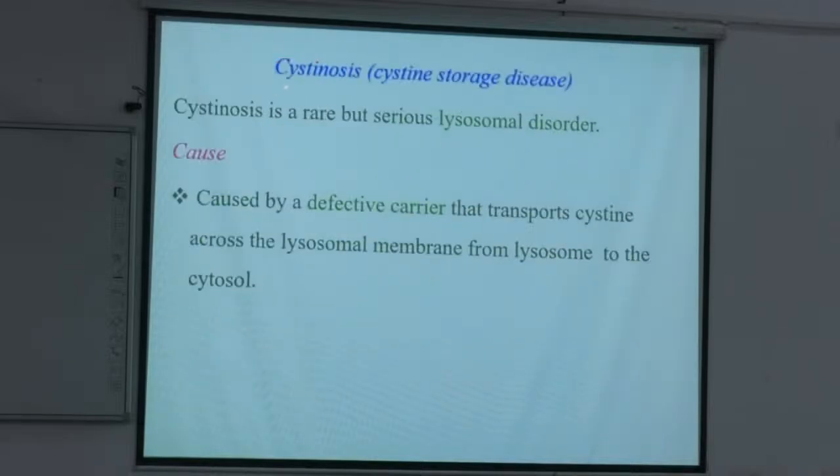Okay. Now cystinosis. This is the second one, cystinosis. It is a lysosomal disorder. The first one is cystinuria, the second one is cystinosis. It is a lysosomal disorder. It causes a defective carrier that transports cysteine across the lysosomal membrane from the lysosomes to the cytosol.